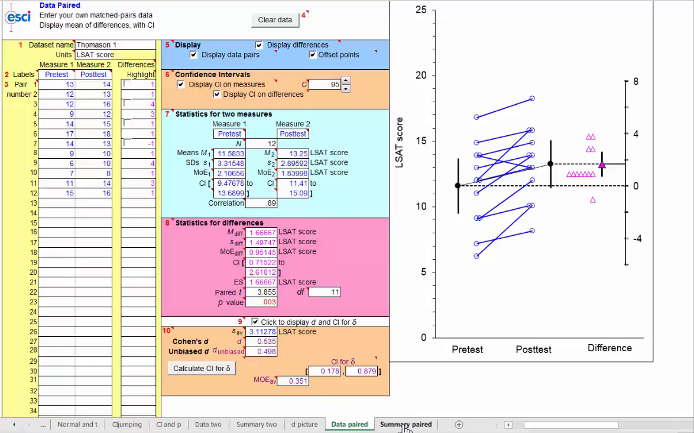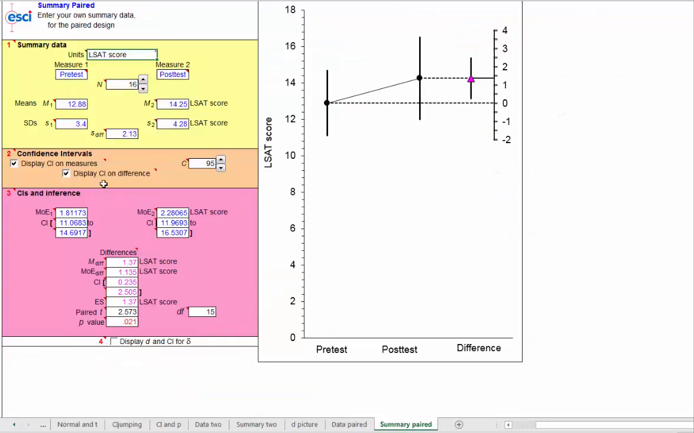Next, let's go to the next page in ESCI, Summary Paired. There it is. And here I've got the data for actually Thomason 2. And here I only need to put in summary statistics, not the full data. So if you only have summary statistics, use this page for the paired design. I enter sample size 16, mean and standard deviation for pre-test and post-test, and I have to enter one more thing. S Diff, the standard deviation of the differences, 2.1 there. Why do we need this? Because that's the critical piece of information we need to calculate the confidence interval on our effect size there.